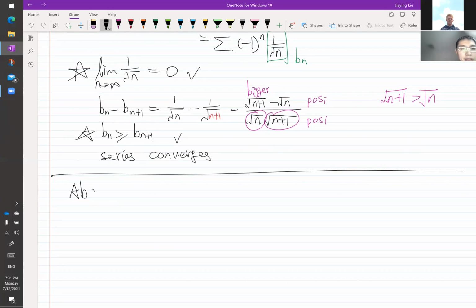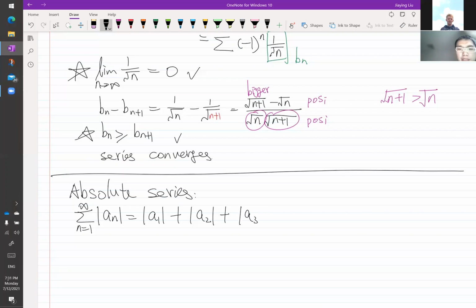So the next part is absolute series. So let me just write down the absolute series example. So if you have a series with the terms in it being absolute values of an, n from 1 to infinity, if you expand it, it becomes absolute value of a1 plus absolute value of a2 plus absolute value of a3, and so on. So this is the absolute value series, right?